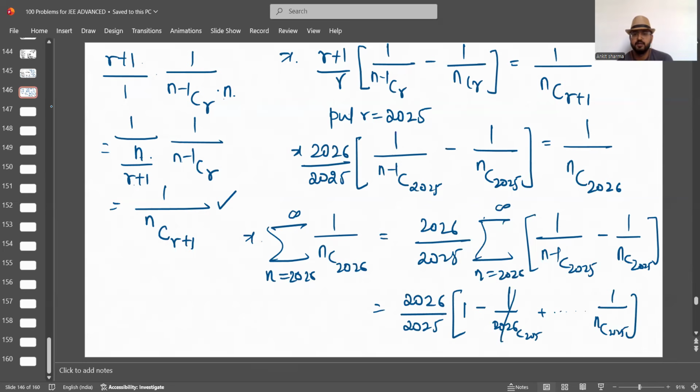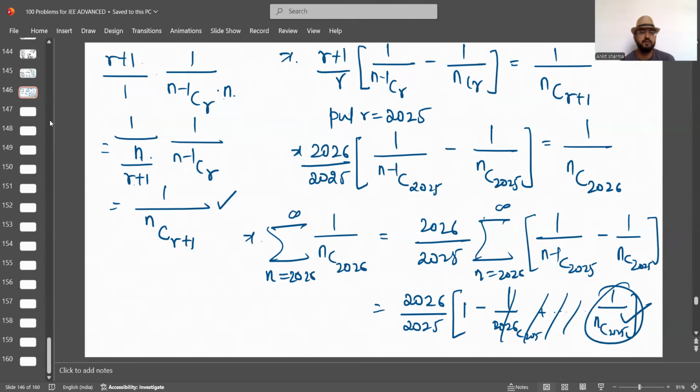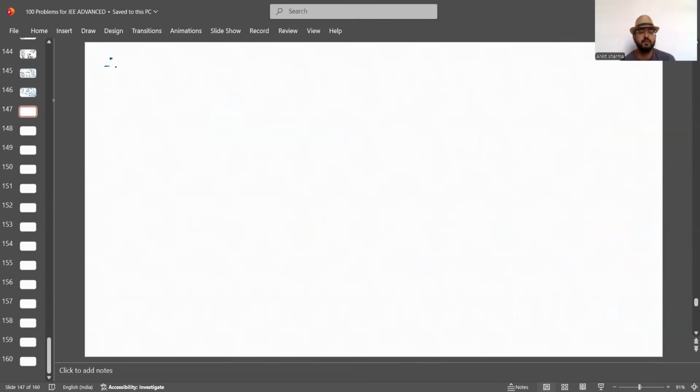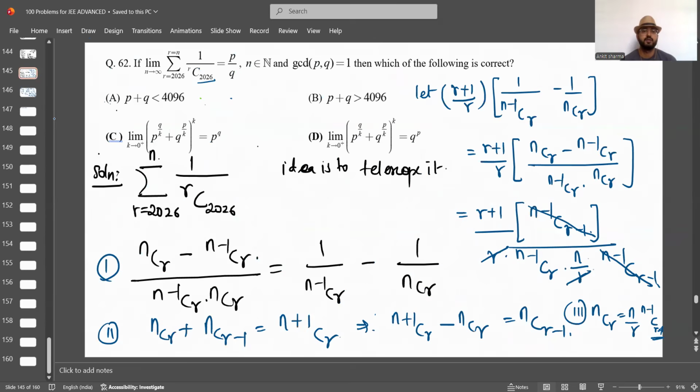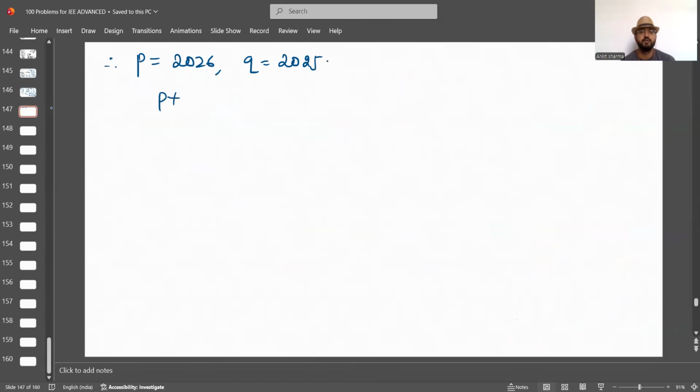Now you could take the limit. So for the limit, this part becomes 0 and I get only. So this entire portion is simply 1. So that means my answer would be here: this P over Q is going to be 2026 over 2025. So therefore, P is equal to 2026 and Q is equal to 2025. That's what I get. Now if I add both of them, P plus Q is equal to 4,000.